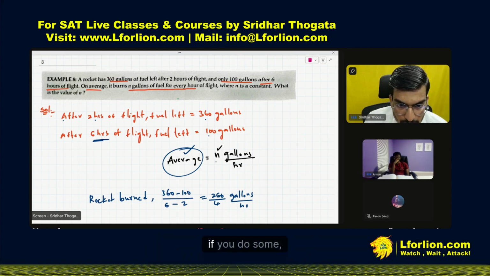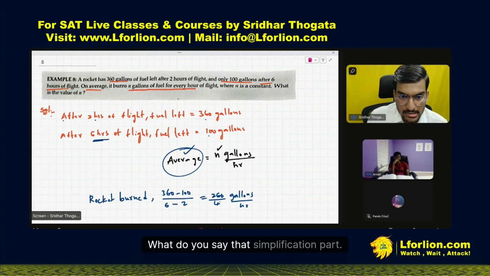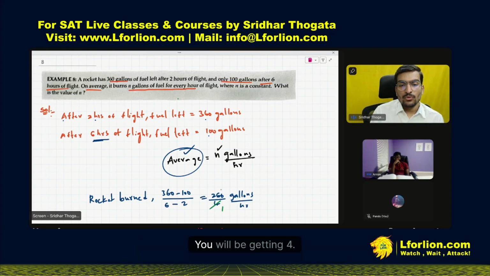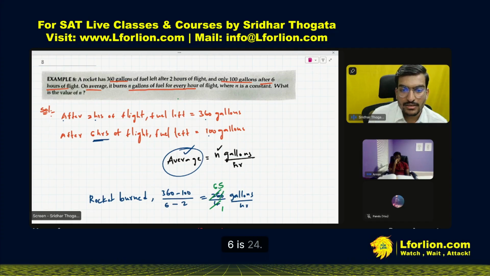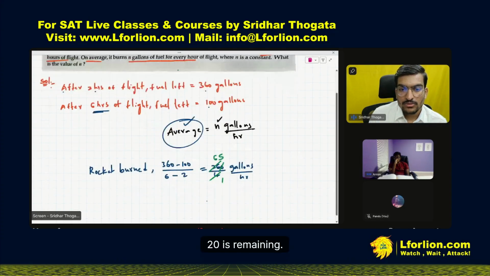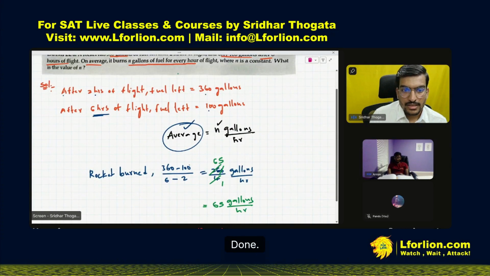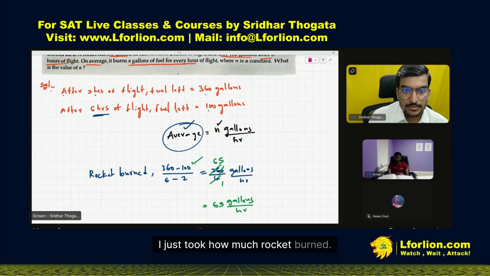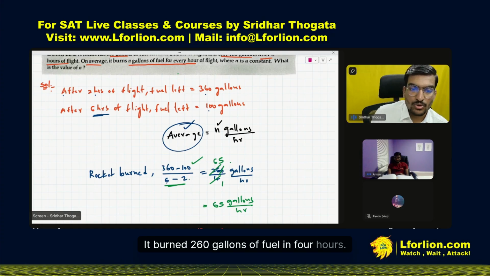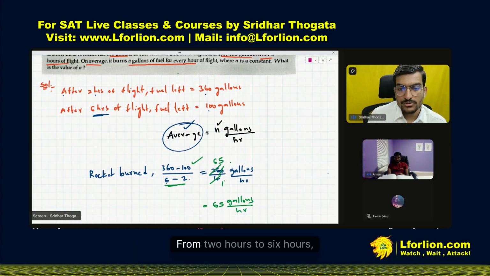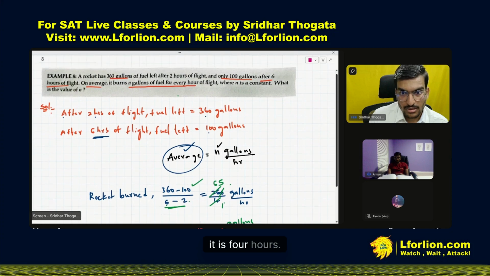If you do the simplification part, you will get 4 times 1, 4 times 6 is 24, 20 is remaining, 5, 4 times 5. So the answer is 65 per hour. Done. I just took how much the rocket burned. It burned 260 gallons of fuel in 4 hours. How do I know 4 hours? From 2 hours to 6 hours, it is 4 hours.